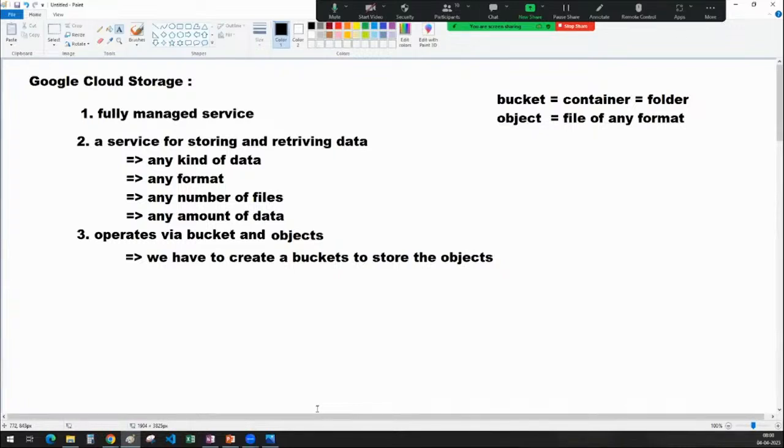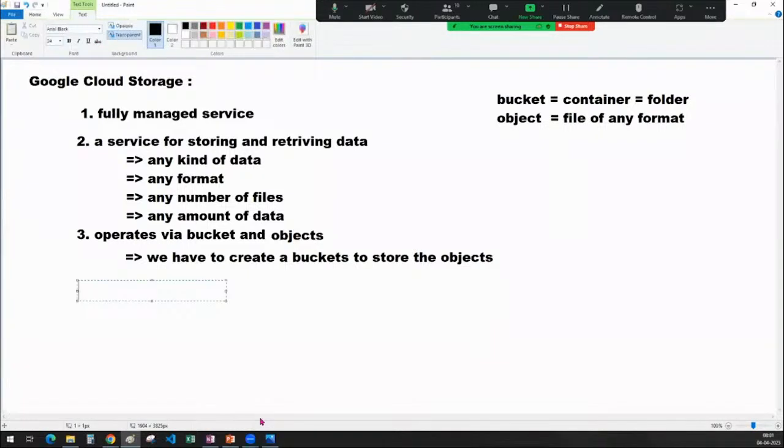If I wanted to store some data inside Google Cloud Storage, what do I have to do? I have to go to Google Cloud Storage and create a bucket, and inside that I can upload the objects. What do you mean by objects, sir? It is nothing but data, nothing but a file, right? So this is how it operates. So far everything seems good.